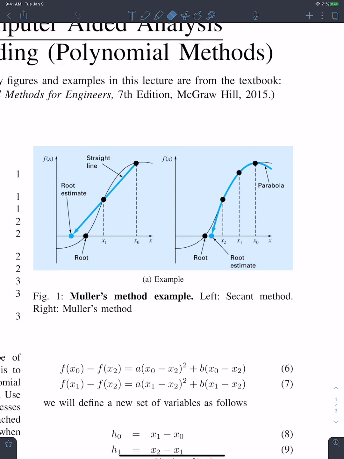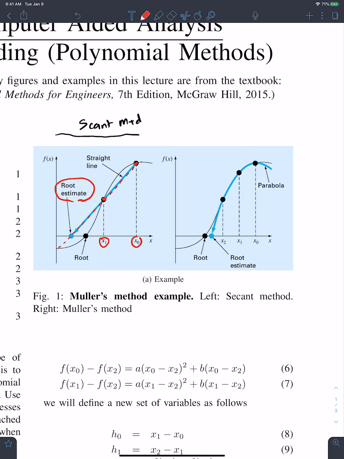Here is a graphical explanation of Mueller's method. The one on the left is called the secant method, which I did not cover here, but I will quickly explain what this is. You start with two initial guesses, x1 and x2. We can find the function value at x1 and x2, because we know the function. Using these, we can fit a straight line through these two points, and then find where that straight line intersects the x-axis. That is an estimate of the root.